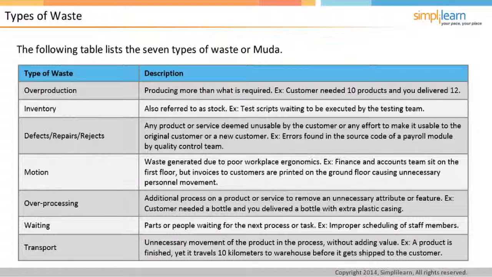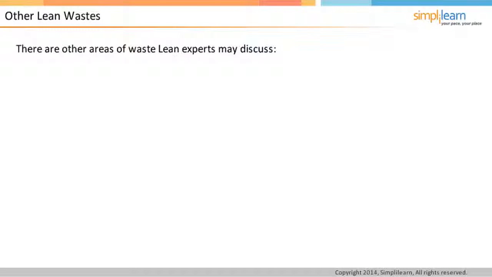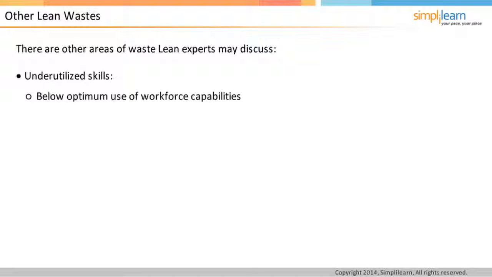Next, we will look at lean wastes other than the 7 types of waste discussed. Some lean experts talk about additional areas of waste. Underutilized skills. Skills are underutilized when the workforce has capabilities that are not being fully used toward productive efforts. People are assigned to jobs in which they do not fit.